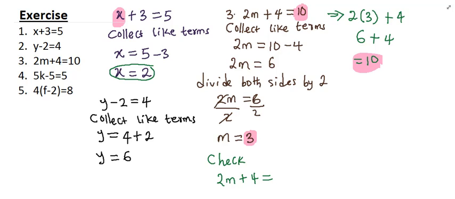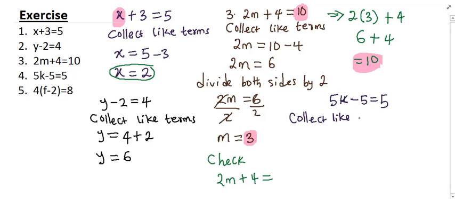It says 5k minus 5 is equal to 5. Okay, 5k minus 5 is equal to 5. So same process, we have to collect like terms. So we are going to have 5k is equal to 5. Please don't make the mistake of not changing the sign. So we're going to have plus 5, not minus 5 again. So 5k is equal to 5 plus 5, which is 10.